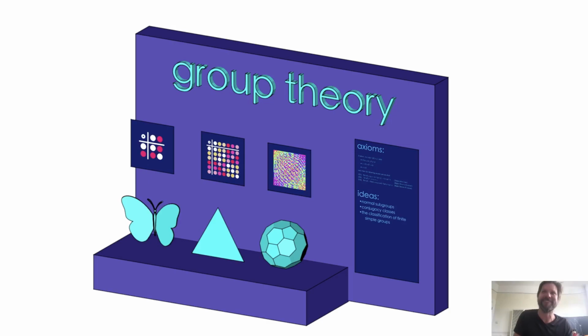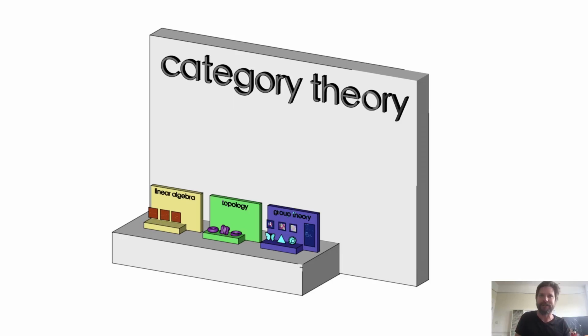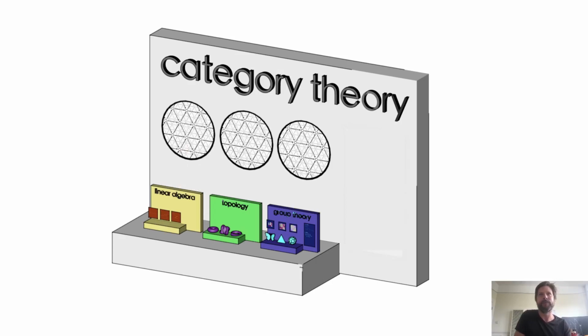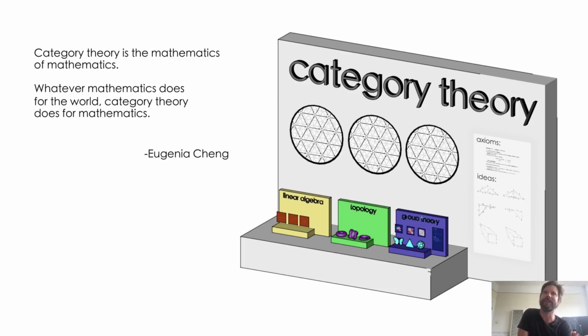Category theory does just the same thing, but one level up. It takes as its semantics individual mathematical theories, encodes them once again into a common format, and then uses the format to develop new deductive tools and ideas to help us investigate mathematical theories in new ways. I've always really loved Eugenia Cheng's characterization that category theory is the mathematics of mathematics. Whatever mathematics does for the world, category theory does for mathematics. This is my attempt to illustrate that idea, and hopefully, without going into any of the details about what category theory actually consists of, this helps put it into some useful context for people.